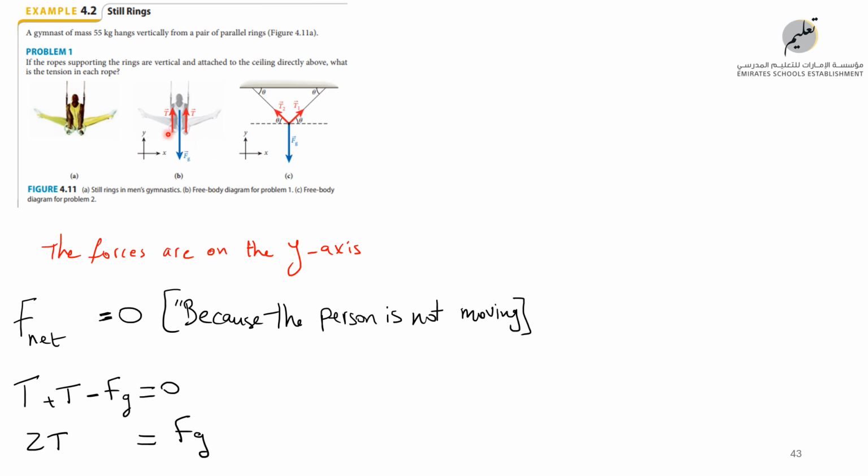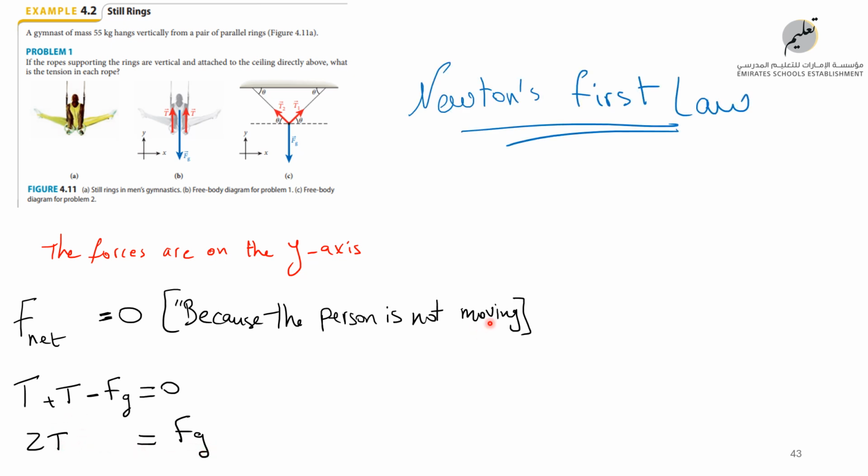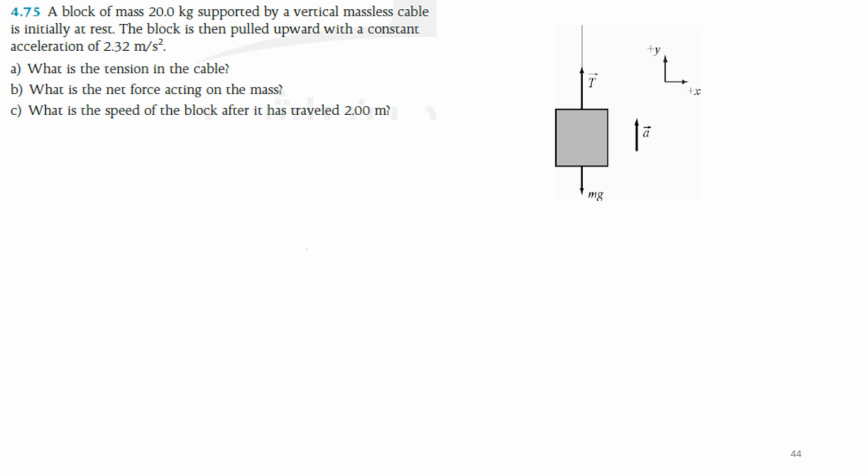So what are the forces in the system? It's the tension force. We have two of them, because we have two ropes: T plus T minus Fg equals 0. So T plus T is equal to the force of gravity. Sorry, it's Newton's first law, because the person is not moving and F net is 0.